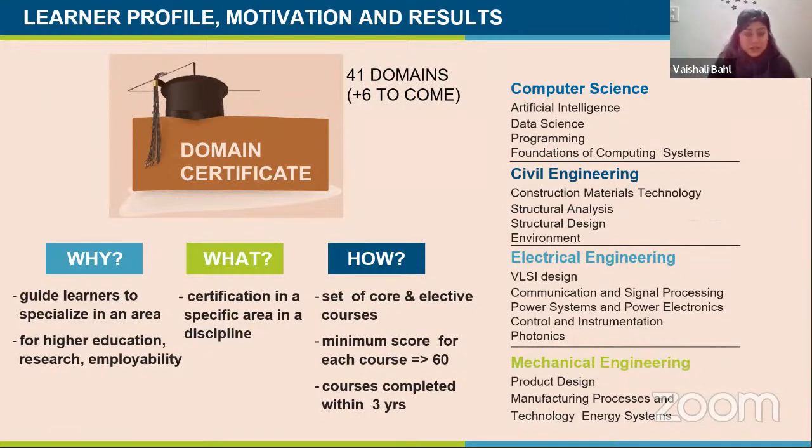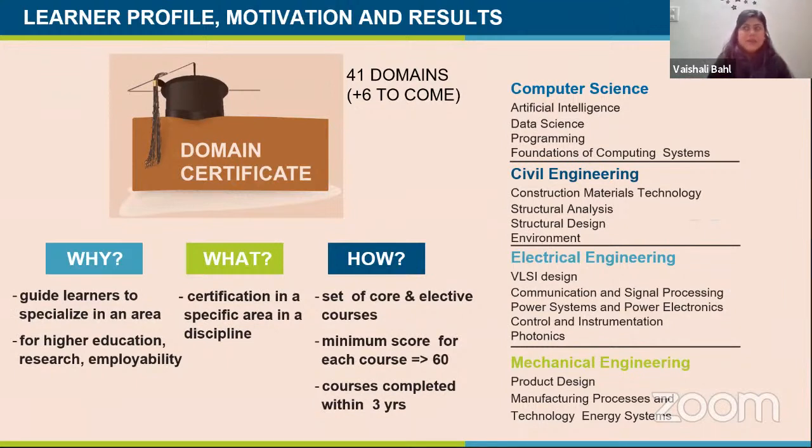This certificate that is provided has a certain criteria. You have to select the courses. It's a set of core courses and elective courses. The core courses are 4, and from the list of elective courses, the learner can select 2 courses, and he or she has to obtain a minimum score of more than 60% in each of them. And the time limit is around 3 years for the learners to complete the domain. And after you have satisfied all the criteria, you are a master of that particular domain.